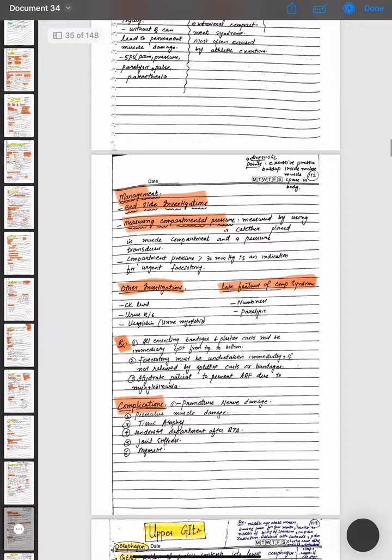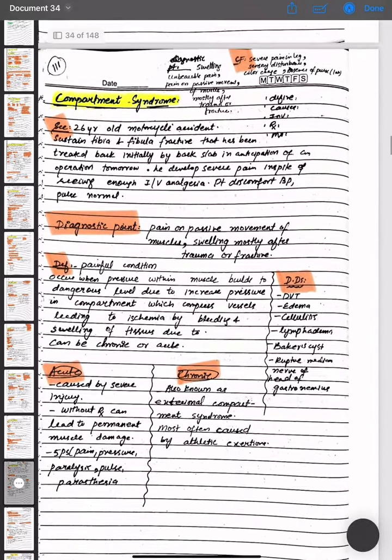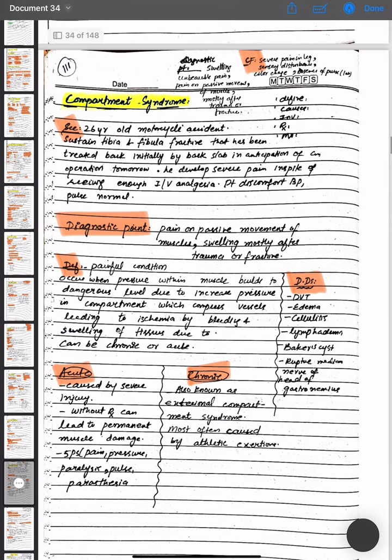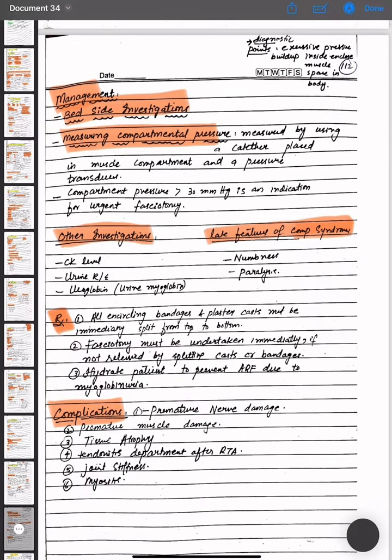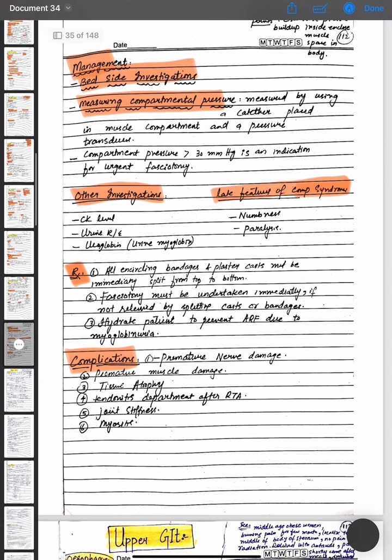So, what we have studied is compartment syndrome: its scenario, then the clinical features, then the diagnostic points, then the definition, then the DDs, the acute and chronic phase, the management options, the bedside investigations, measuring compartment pressure, other investigations, late features of compartment syndrome, treatment and complications. So, here we have completed our orthopedic surgery unit.